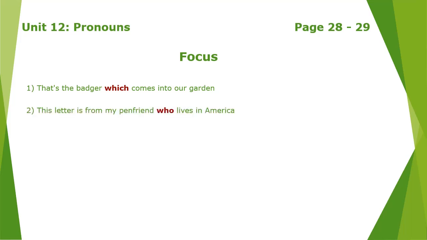The second sentence: this letter is from my pen friend, empty space, lives in America. So I will go to the word before the empty space, which is my pen friend. And pen friend means a friend that I exchange letters with. We write letters to each other. So it's a person, it's someone. So I use who because it's people.